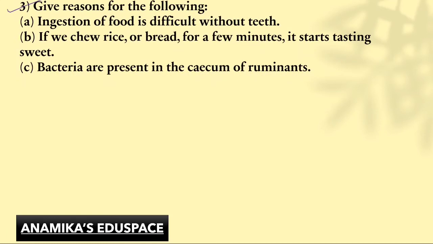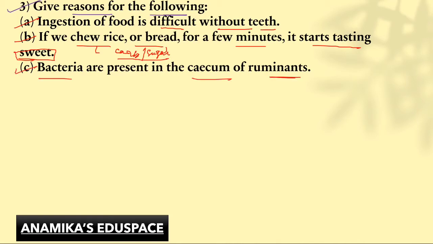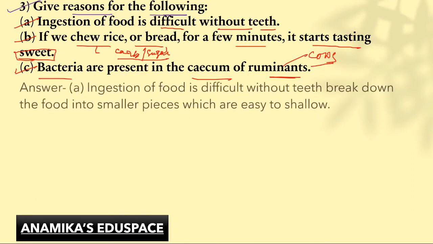Question number 3. Give reason for the following. Number A. Ingestion of food is difficult without teeth. Number B. If we chew rice or bread for a few minutes, it starts tasting sweet. Why? Because rice and bread are carbohydrate, or sugar. Next, bacteria are present in the cecum of the ruminants. And who are ruminants? Cows are ruminants. Okay. Now, let's see the answer.